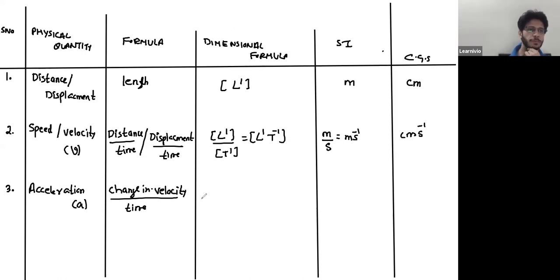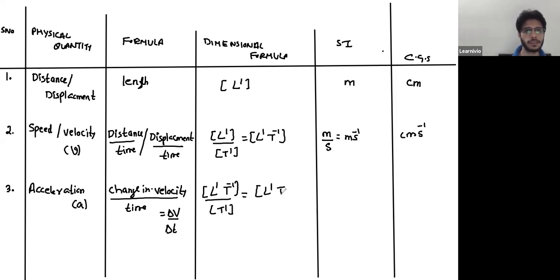Fazil, what should be the dimensions of acceleration? Just tell me the dimensions of velocity. Velocity and change in velocity will have the same dimensions. What should be the unit of velocity? Meter per second. Dimension formula L1 T minus 1. And what about time? T. So the combined is L T minus 2.